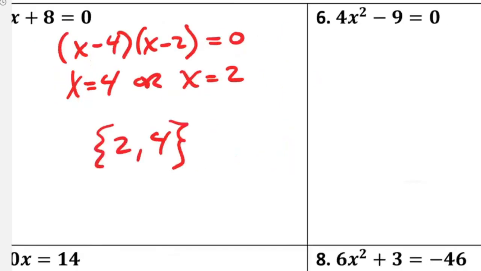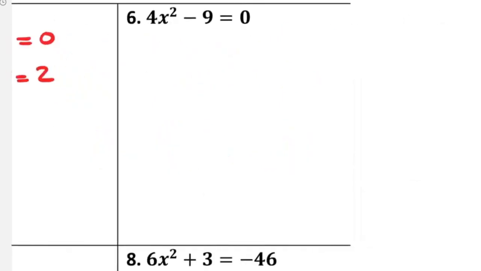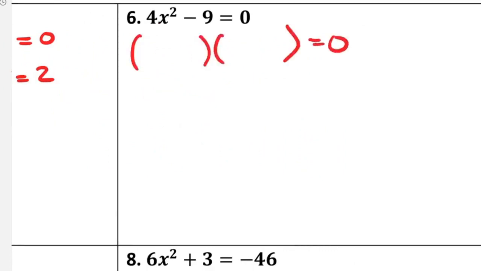Number 6. Can you factor it? This is a special product. This is a difference of squares. Once with a plus, once with a minus. We fill it in with square roots. 2x plus 3 and 2x minus 3.